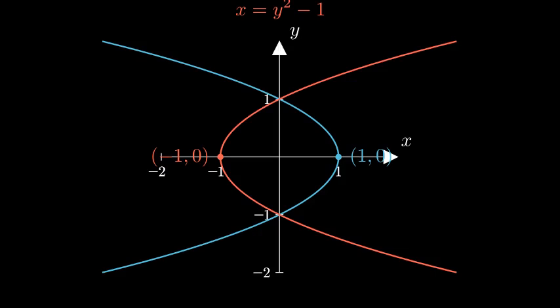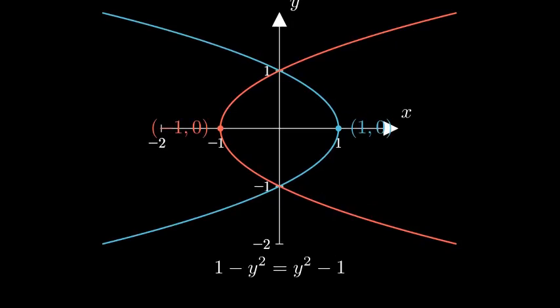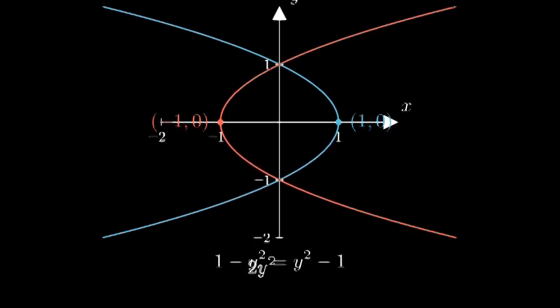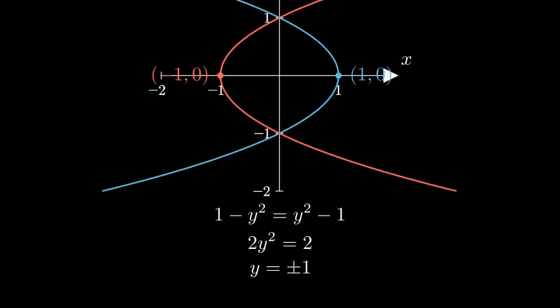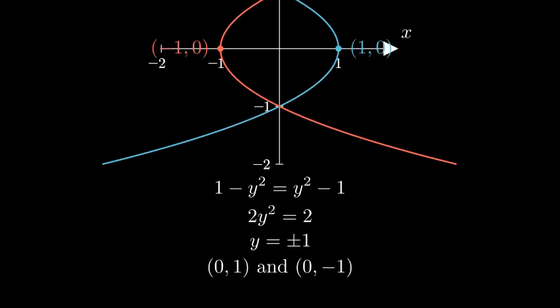Let's find where these curves intersect. To do this, we set the equations equal to each other. 1 minus y squared equals y squared minus 1. Adding y squared to both sides gives us 2. y squared equals 2. Therefore, y equals plus or minus 1. When y equals 1 or negative 1, x equals 0. So our intersection points are (0, 1) and (0, -1). Let's mark these points on our graph.